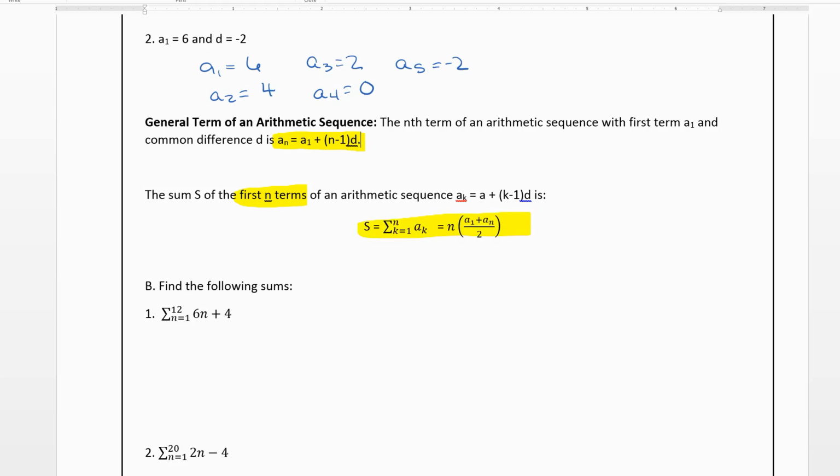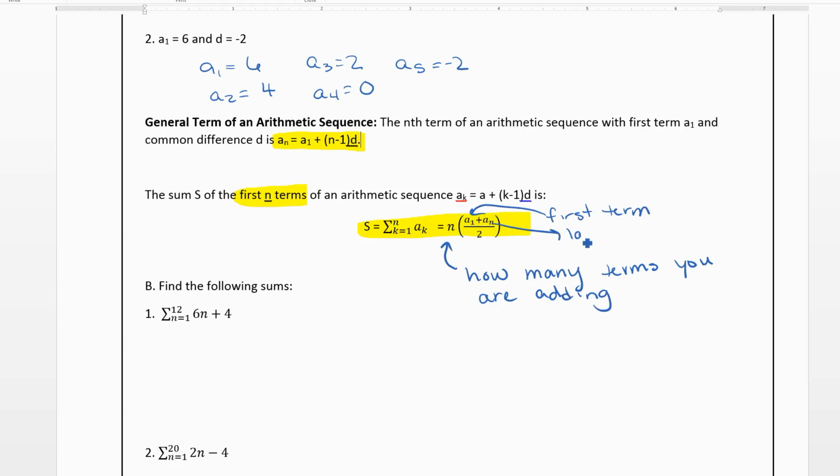The sum is equal to n, so how many terms you're taking. So how many terms you're adding. So a1 is the first term, and an would be the last term. Okay, so here if we want to add from n equals 1 to 12, and notice this has to be the first n terms, so this only works if you're starting with 1.